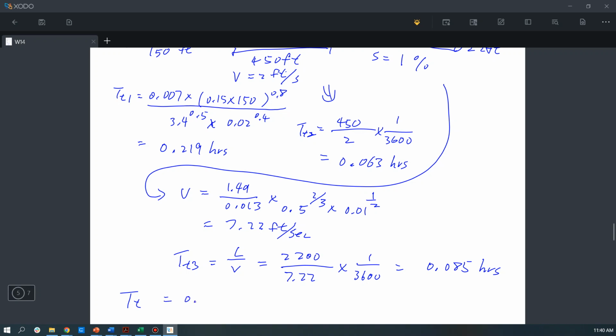So the total concentration time is 0.219 plus 0.063 plus 0.085. This will give us 0.367 hours.